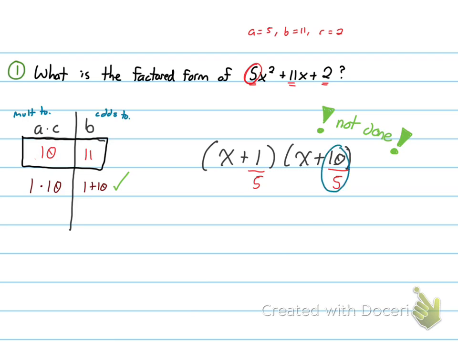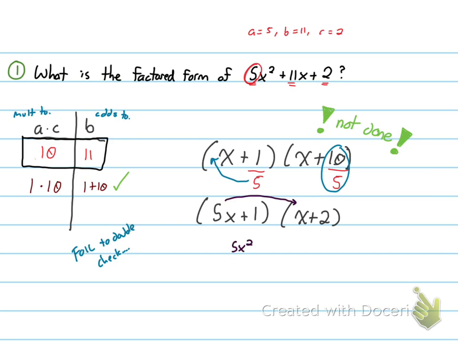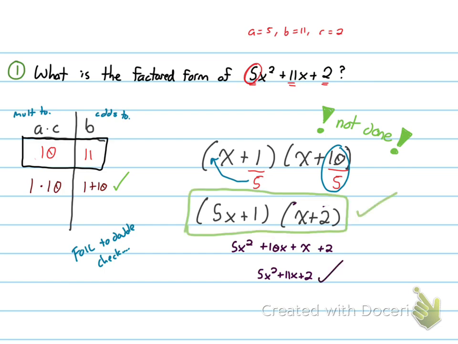So what I mean by that, 10 divided by 5 gives you 2, so I'm going to simplify it like that. 1 over 5 doesn't simplify to a whole number, so I'm going to bring that 5 over, and it's going to be 5x plus 1. So my final answer would be 5x plus 1 times x plus 2. And if I want to double check, I could FOIL it, and we'll see here I have 5x squared plus 10x plus x plus 2, which gives me 5x squared plus 11x plus 2.